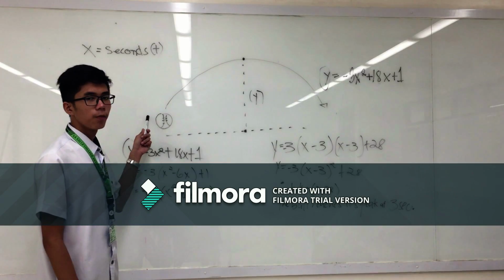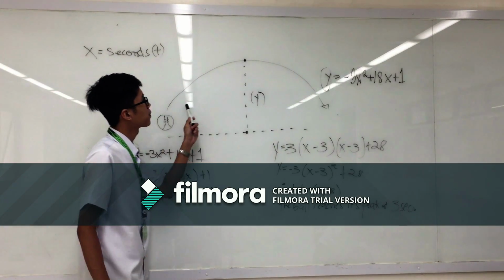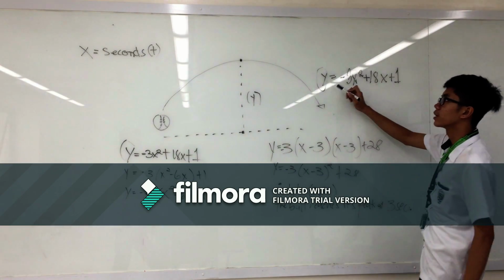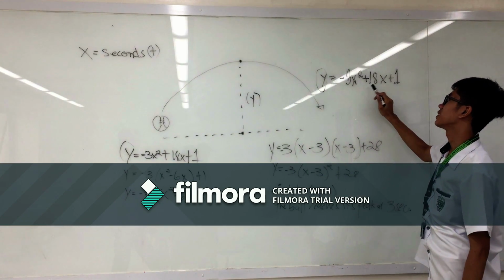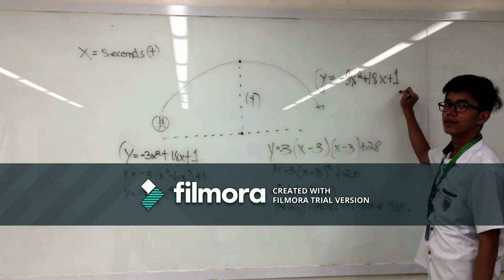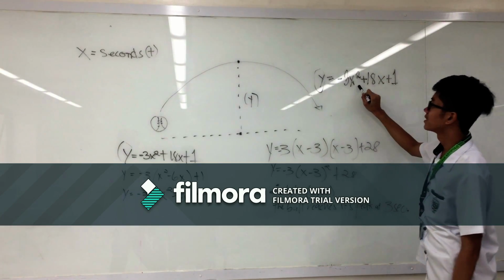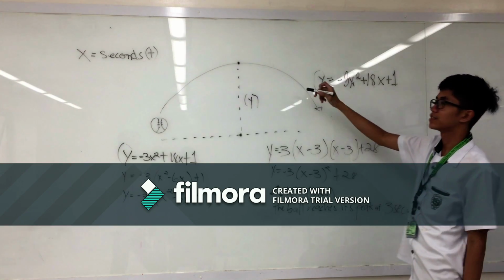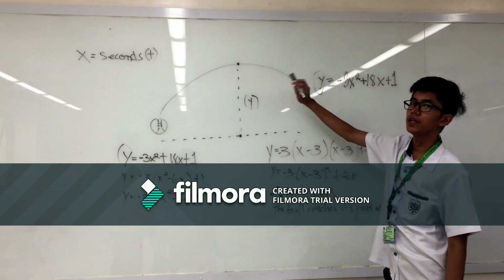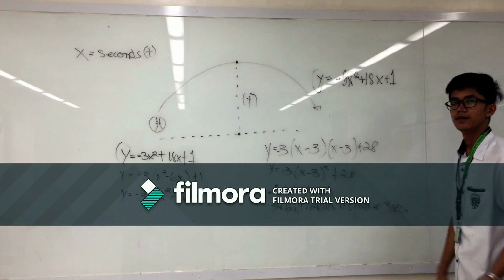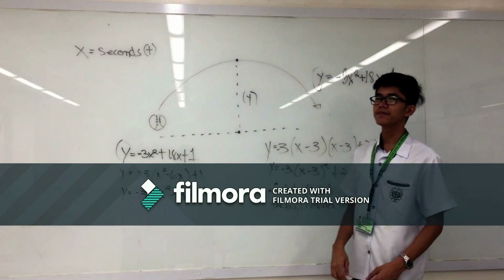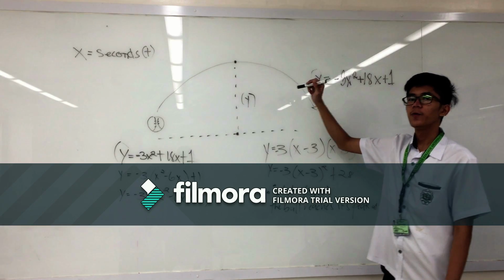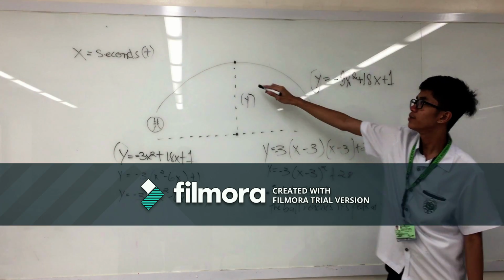For example, a baseball is hit and follows a parabolic path described by the function y is equal to negative 3x squared plus 18x plus 1, where x represents the time in seconds and y represents the ball's height in meters from the ground. Algebraically, determine the maximum height and time at which the ball reaches its maximum height.